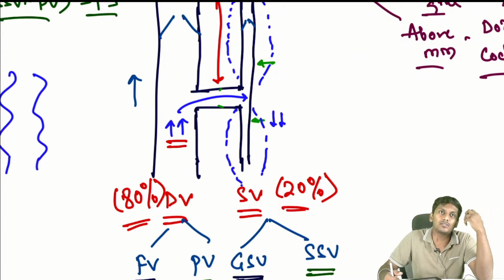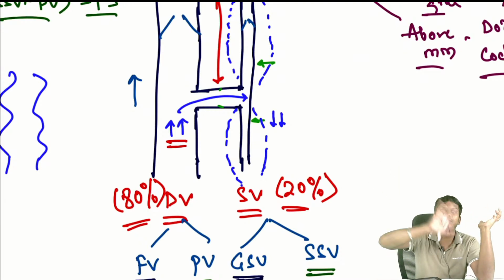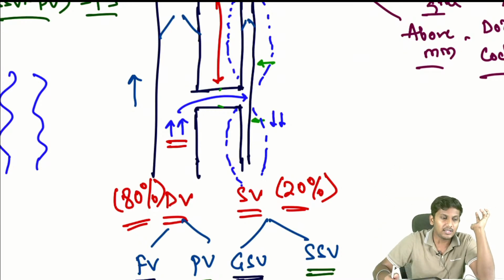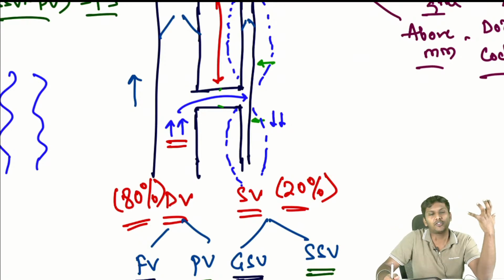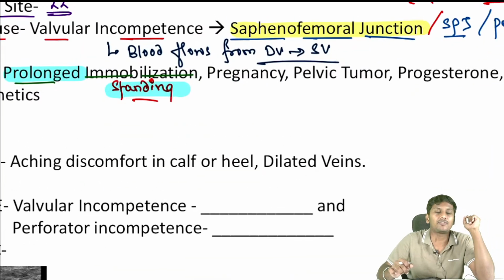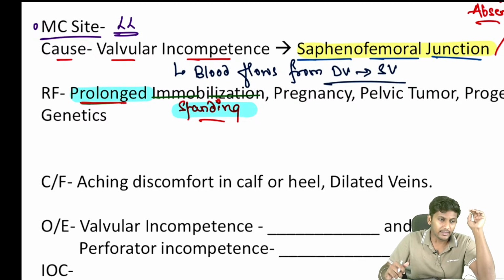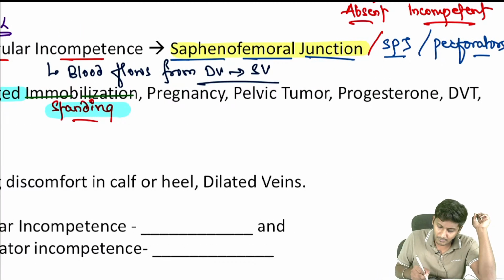And if they also have valvular incompetence, whenever the pressure rises, all that blood will start going into the superficial veins, and there will be dilatation and formation of varicosities in the superficial veins. Got it? So prolonged standing is a very important risk factor, because it increases the pressure in the deep veins of the leg. First thing. Second is definitely pregnancy.